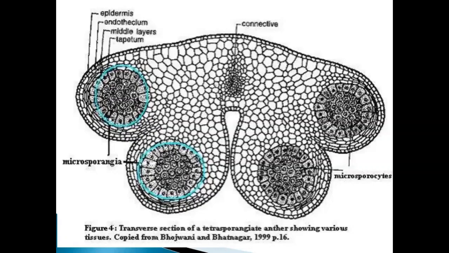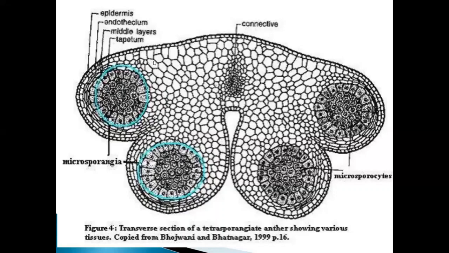Okay. And the third part, that is the middle layers. It is found below the endothecium, completely in between, beneath the endothecium. One or two layers is the middle layers. So this layer is made up of 1 to 3 layers of cells, and it stores starch. They are storing purpose cells. They store the starch substances. So that is the middle layers.